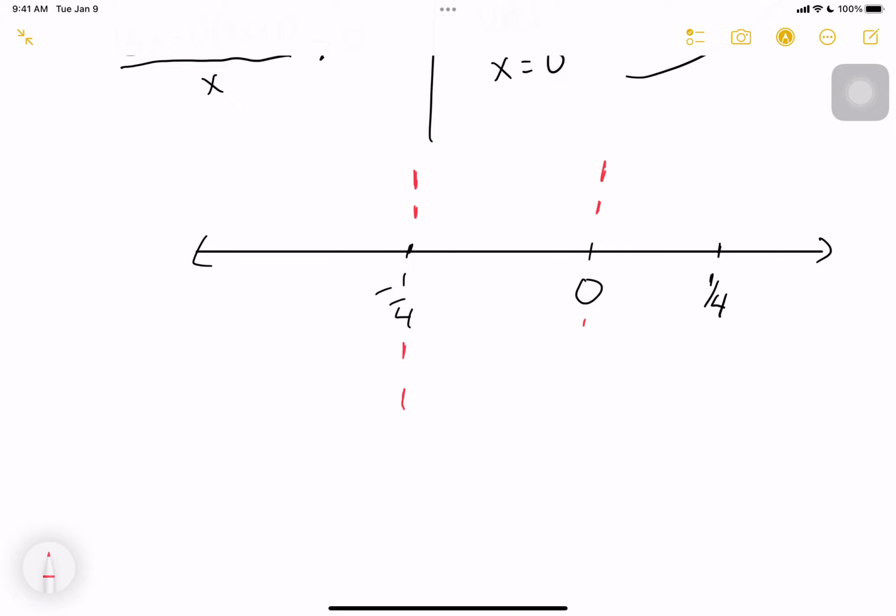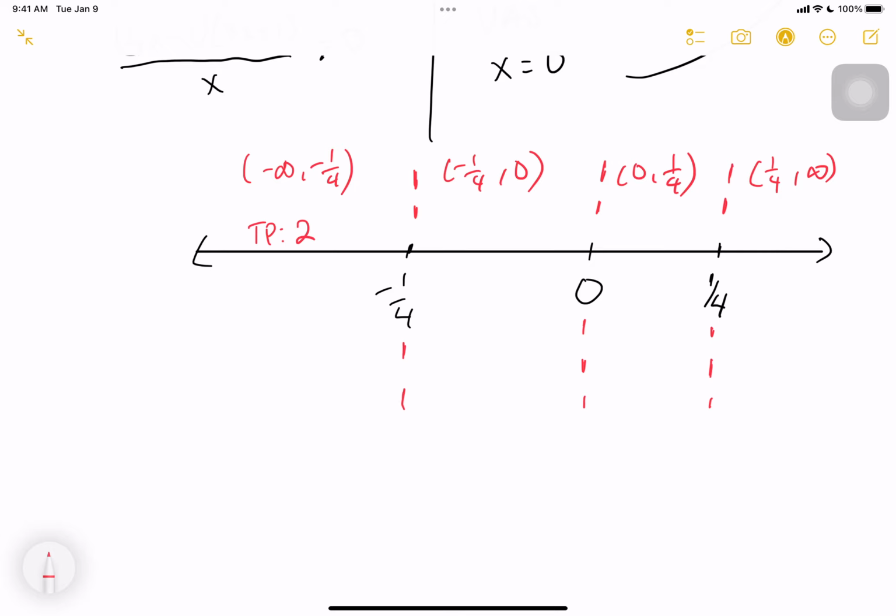that breaks up our number line into three pieces. Actually four pieces. The first piece, negative infinity to negative 1/4. The next piece, negative 1/4 to 0. The next piece, 0 to 1/4. And the last piece, 1/4 to infinity. Now that I have this right here, I have to test. Over here, I can use a test point of 2.